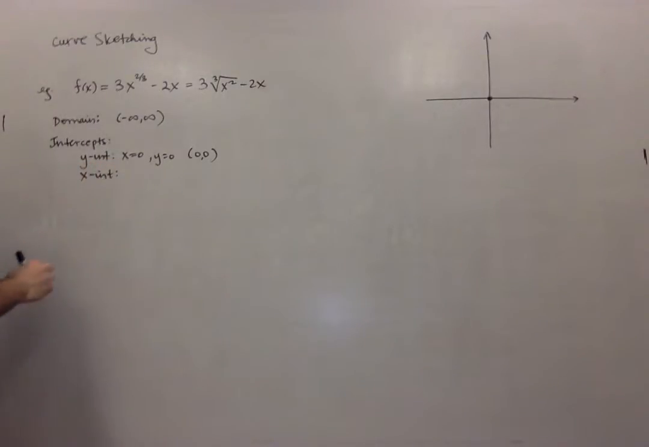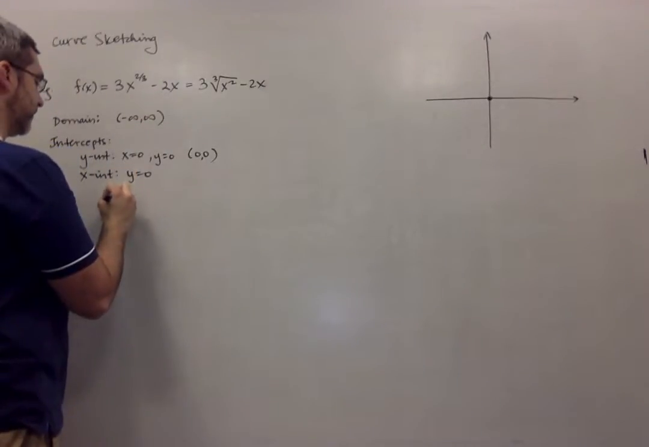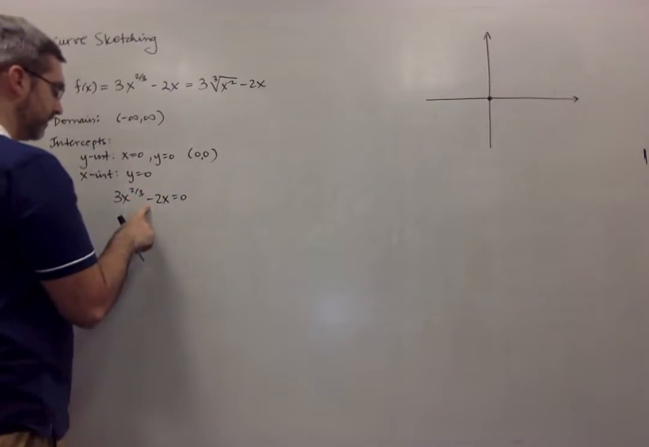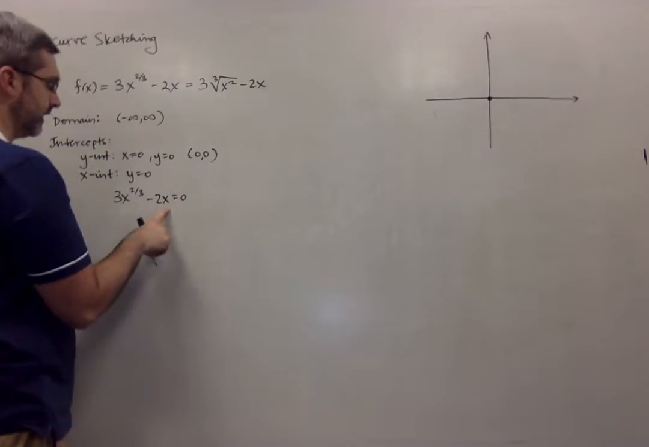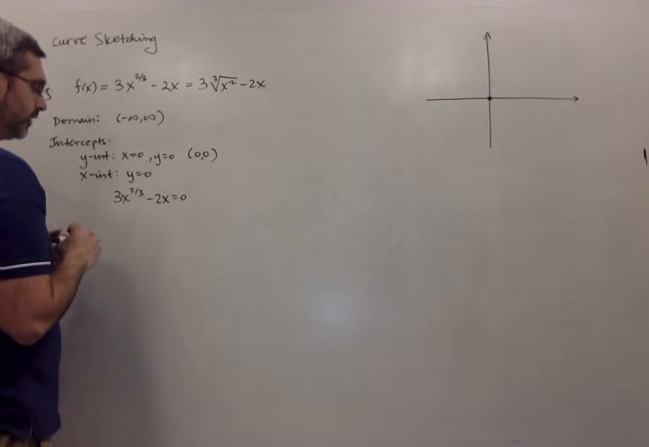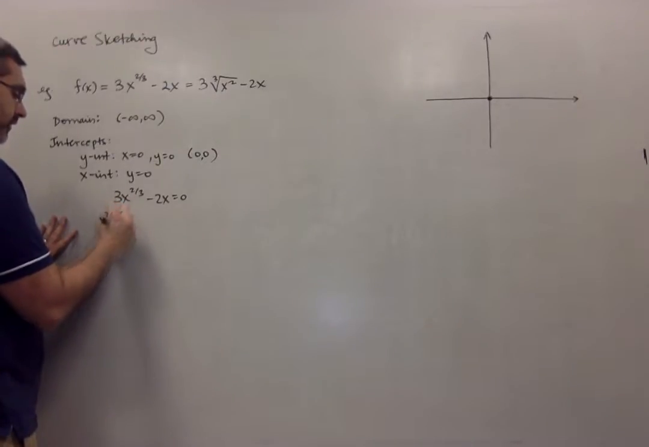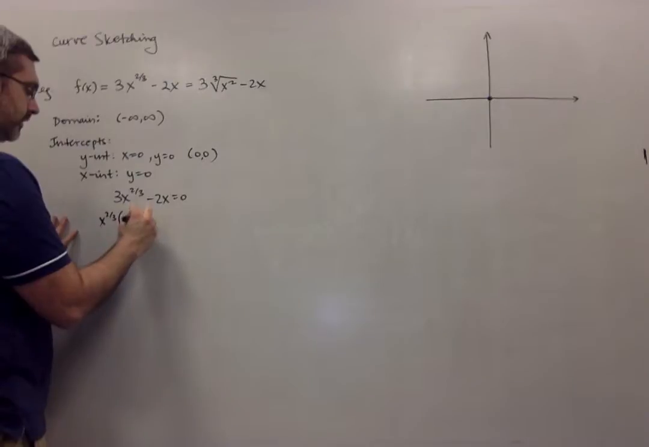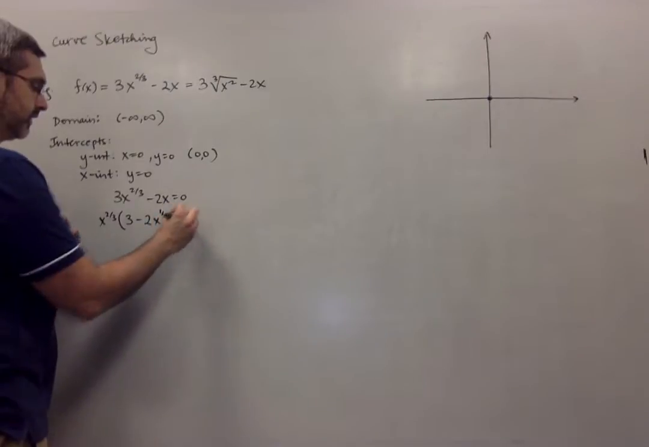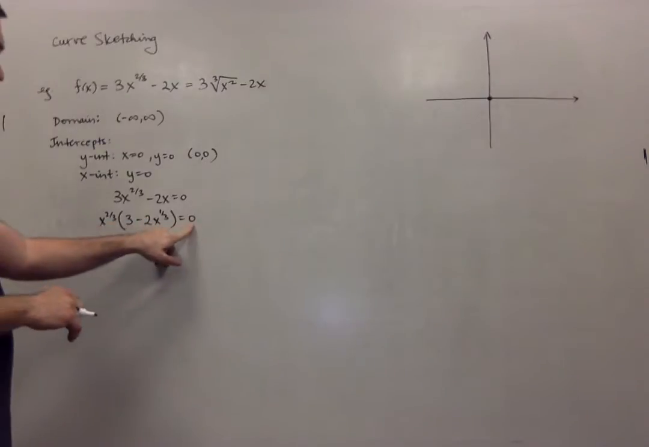But for the x-intercept, I'm going to set y equal to 0. So I'm going to set this thing equal to 0, 3x to the 2/3 minus 2x equal to 0. So one thing that you'll immediately notice is that x equals 0 works. What I can actually do, and hopefully this isn't too confusing, but I can pull 2/3 of an x out, and I'm left with, this is a full x, so I would be left with 1/3 of an x left there. So this part means that x could equal 0.